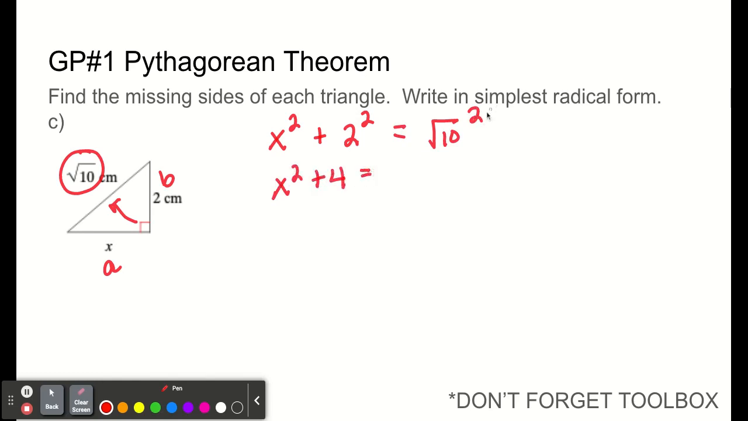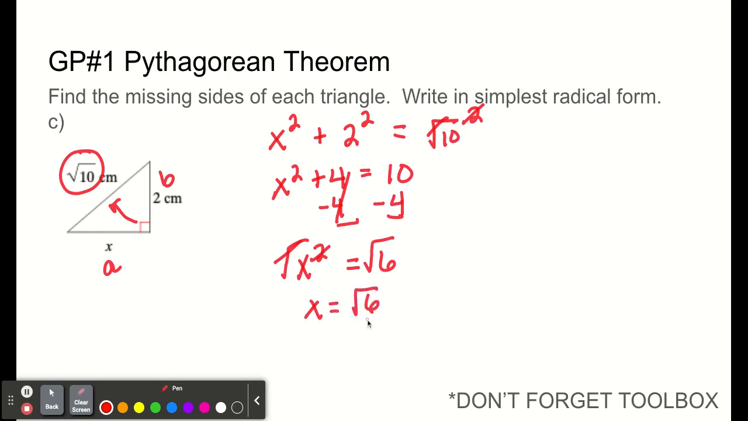Now remember, squaring and square rooting are the inverses of each other, therefore they undo each other. So if we square a square root, these are going to undo each other, leaving us with simply 10. Subtract 4 on both sides, giving us x squared is equal to 6. From there, we will square root both sides. Again, squares and square roots undo each other. That leaves us with x is equal to the square root of 6.